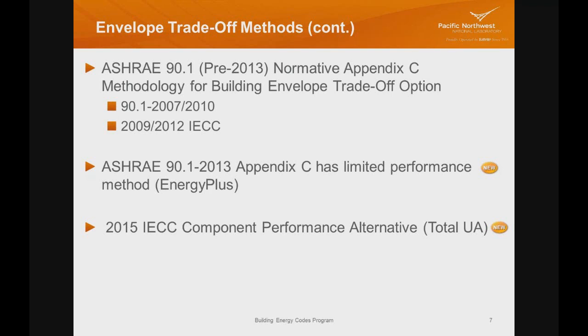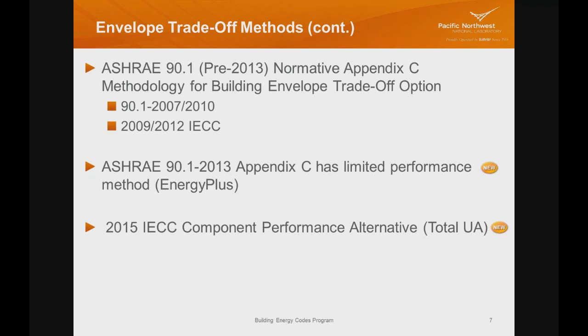COMcheck will not do trade-offs with HVAC equipment or lighting systems. It will only exercise trade-off opportunities in the envelope structure. And what do we mean by the envelope? The envelope is the boundary of your building project that separates a conditioned space from an unconditioned space.